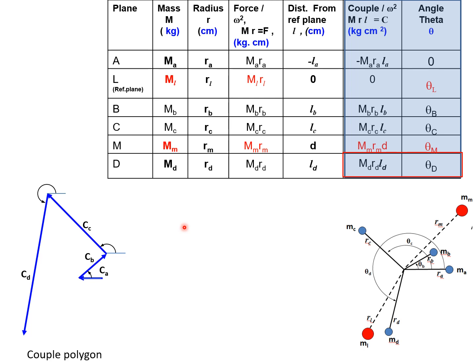Now we are left only with MMRMD and theta M, which we will get by joining the last arrow and the first tail of the first vector, and the length of this arrow will give me MMRMD. So from this value we will know MMRMD, and because D is known we will find MMRM. So now if you see carefully in this table, MARA, MBRB, MCRC, MMRM and MDRD are known. What is unknown is only MLRL. So once we make a force polygon we will obtain MLRL. So let's go ahead.